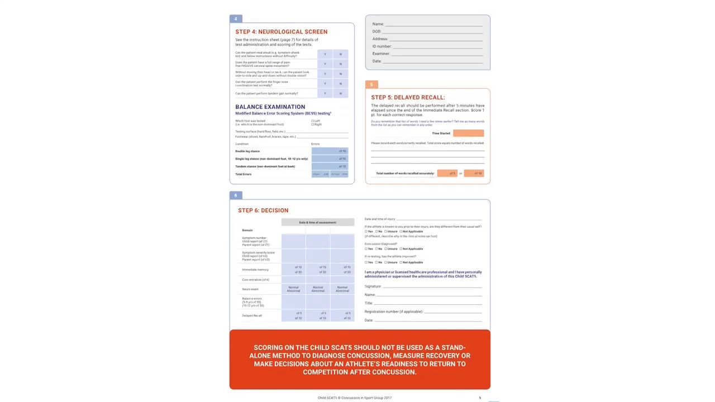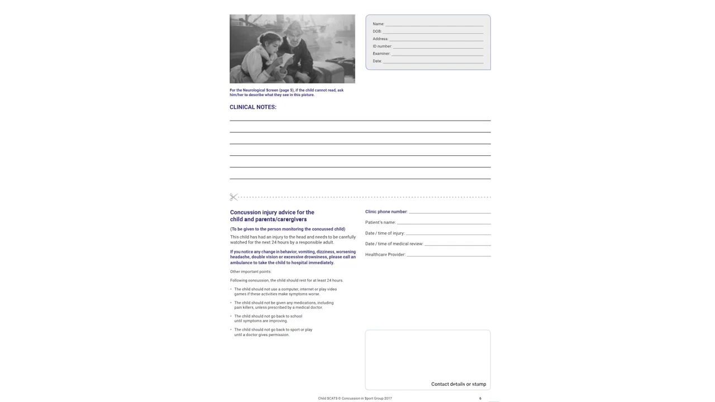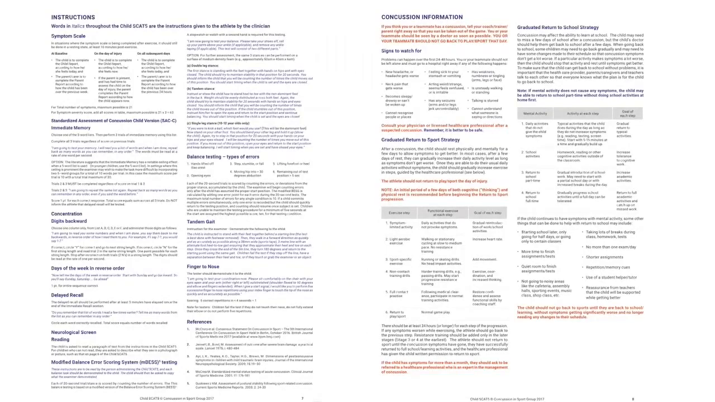For the neurological screen, an option is provided for the younger children who cannot read, whereby they may describe the contents of a picture. For the balance assessment, the single leg stance is not assessed in children aged 5 to 9 years, but is assessed in children ages 10 to 12 years. Page 6 includes a sample picture that may be used for the neurological screen for children who cannot read. Pages 7 and 8 are very similar to the format in the SCAT5 tool.